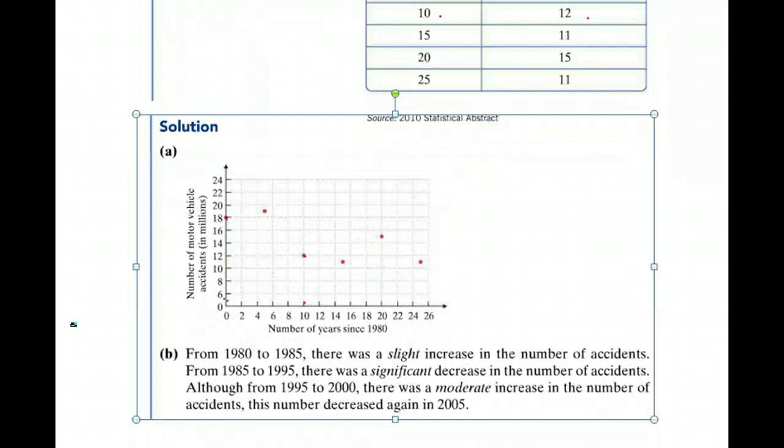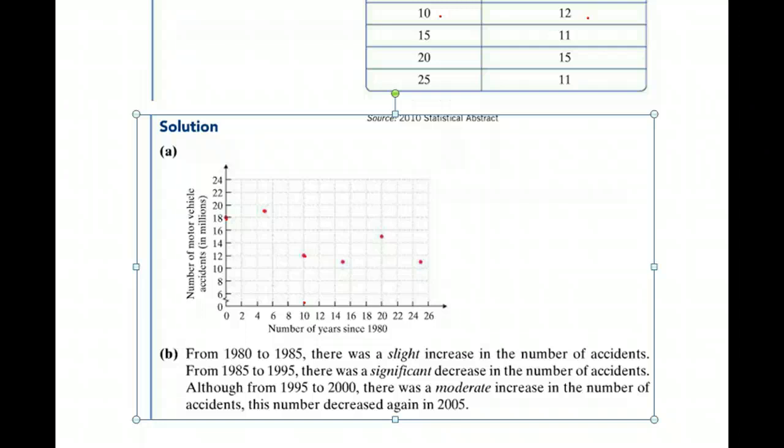Now, obviously, Part B has been answered for us. It says from 1980 to 1985, there was a slight increase in the number of accidents. From 1985 to 1995, there was a significant decrease in the number of accidents, although from 1995 to 2000, there was a moderate increase in the number of accidents, and then again, it decreased in 2005.